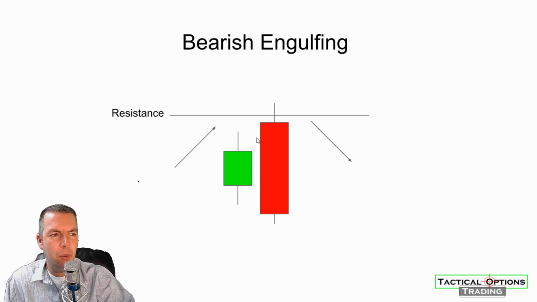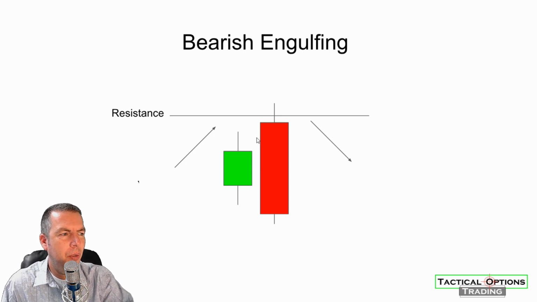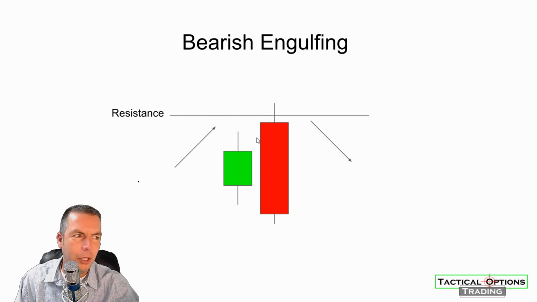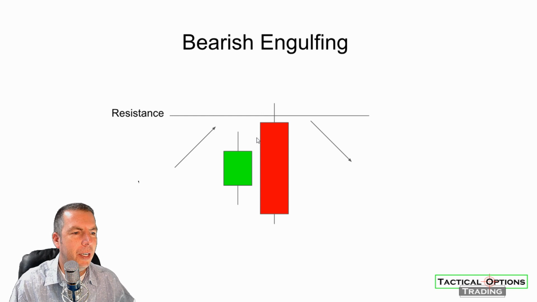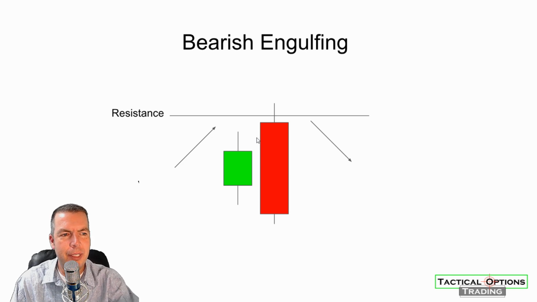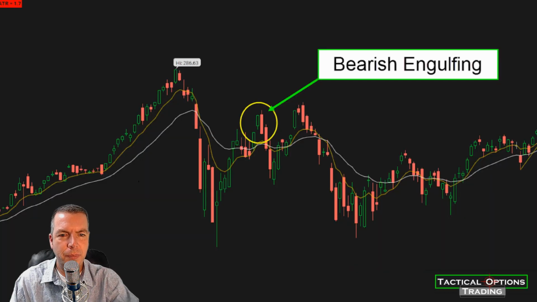But because of its narrow range candle and volatility is low, the buyers are not very aggressive in this situation. So the second day is a wide range candle that engulfs the body of the first candle and closes near the bottom of the range, and the sellers have overwhelmed the buyers. In this case, the supply is now greater than the demand, and the sellers are ready to take control of this stock. So let's see what that looks like on a stock chart.